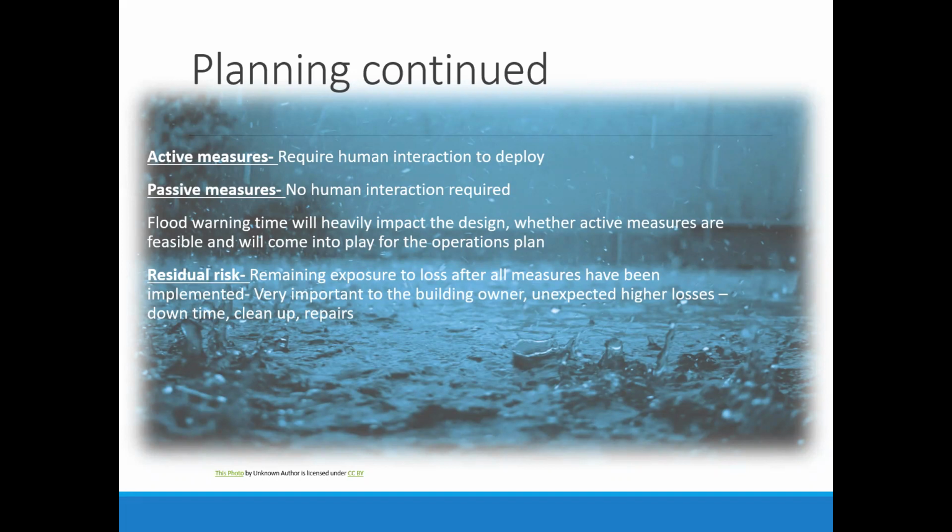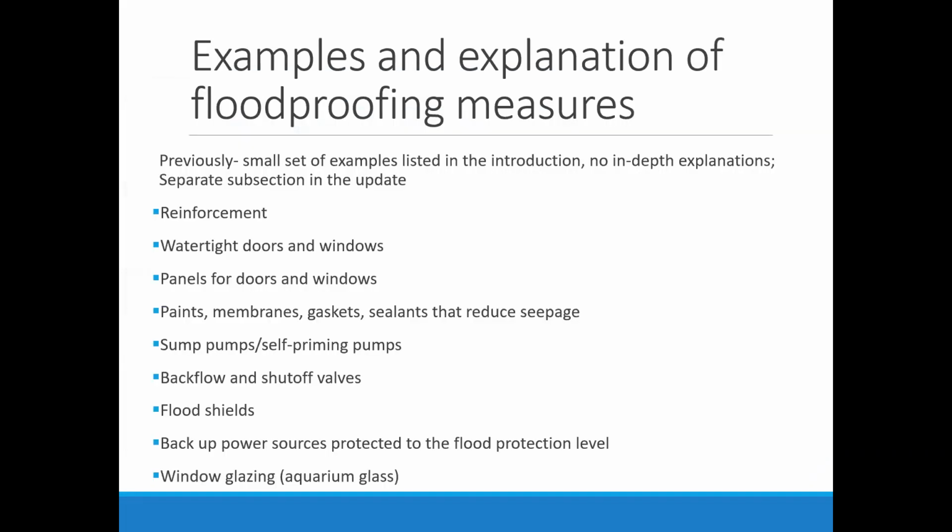So again, that's human interaction for the active measures. Someone has to go in there and deploy these measures, whereas passive measures are just installed and they should work. So again, that's why the flood warning time heavily impacts the design of a dry floodproofing structure. And so, as I mentioned, active and passive measures.